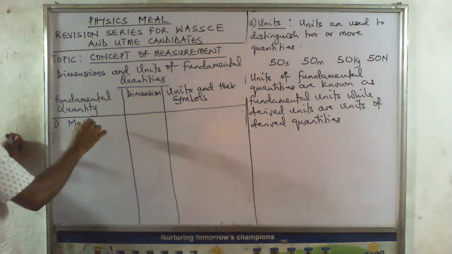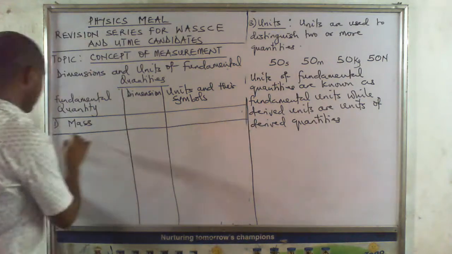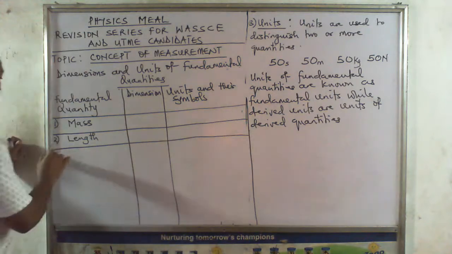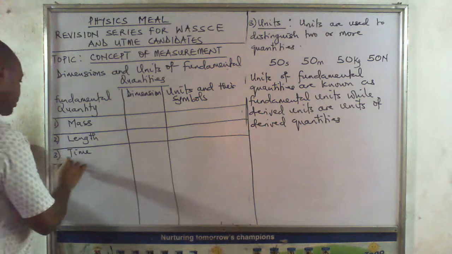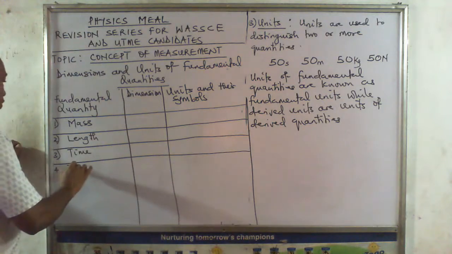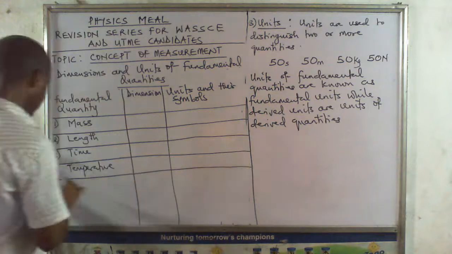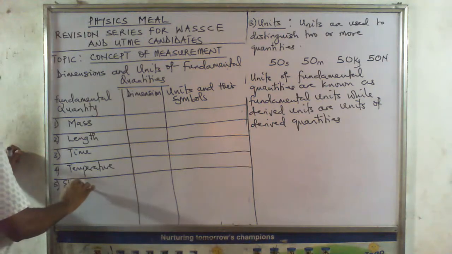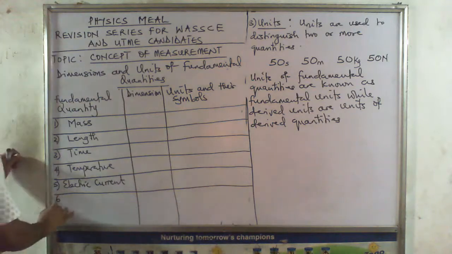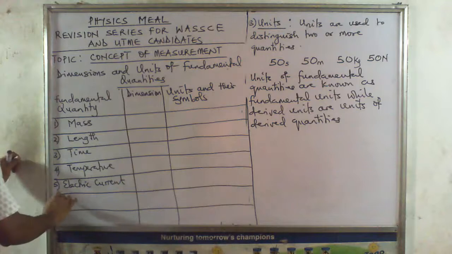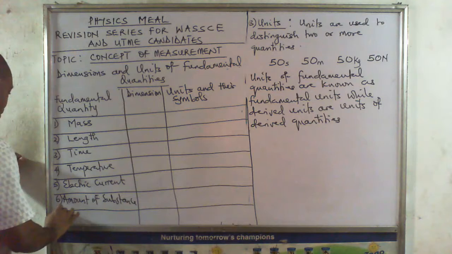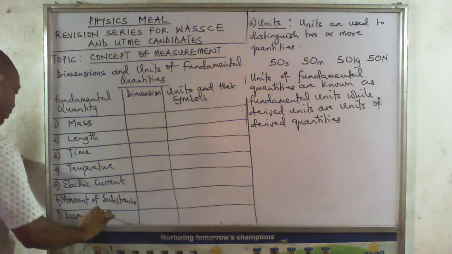Mass is one of the fundamental quantities. 2. Length is one of them. 3. Time is one of them. The other one, we mentioned temperature is one of them. Remember, we said electric current is one of them. 6 and 7, I think I still have space. Amount of substance. And finally, luminous intensity.